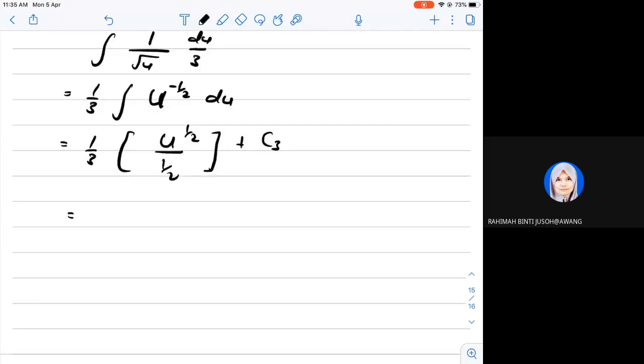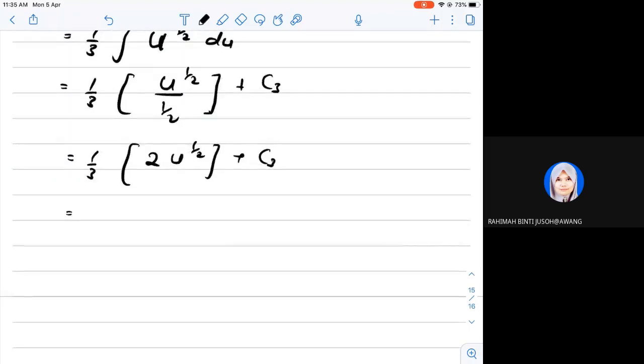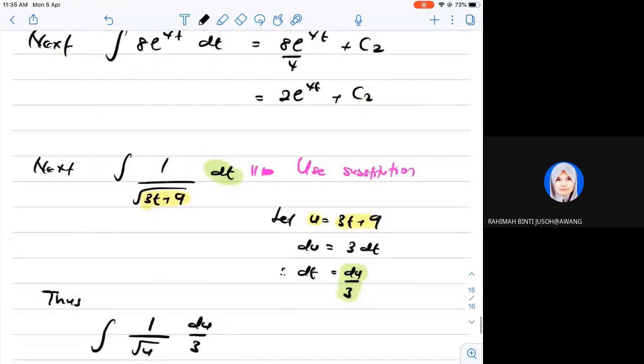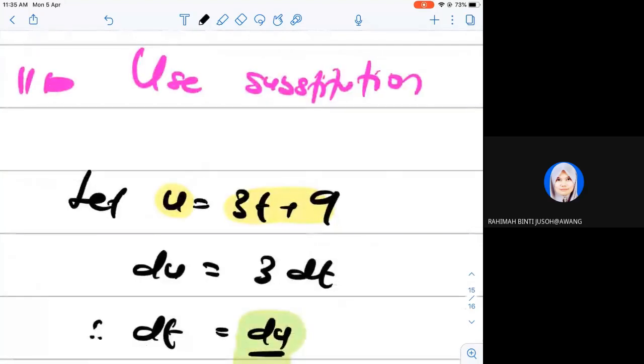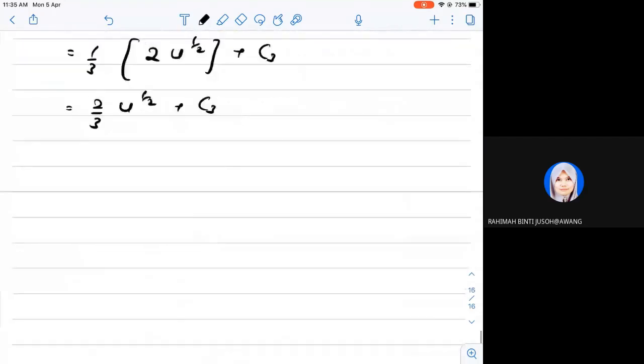Alright. So 1 per 3 bahagi 1 per 2 tu, 1 per 3, 1 per 2 ni jadi 2 ke atas lah. U kuasa half like this tambah C3 macam tu. So dapatlah 2/3 u kuasa half plus C3. So now you gantikan balik u tadi dengan 3t plus 9. Okay, so we will get 2/3 (3t plus 9) to the power of half, which is square root, plus C3 macam tu.